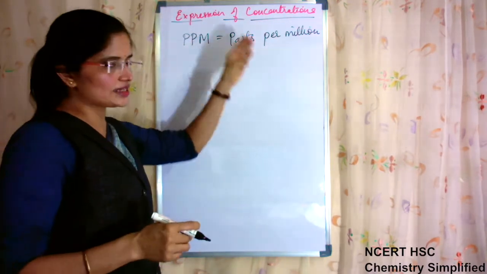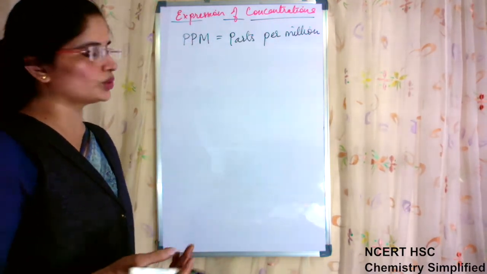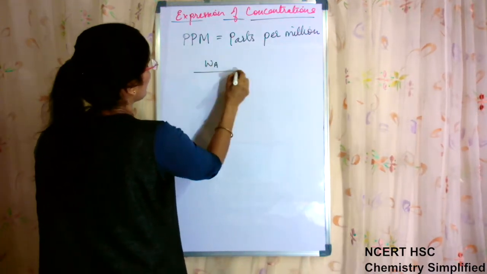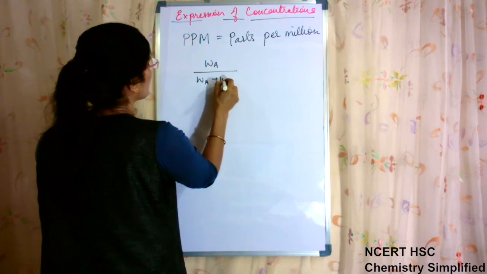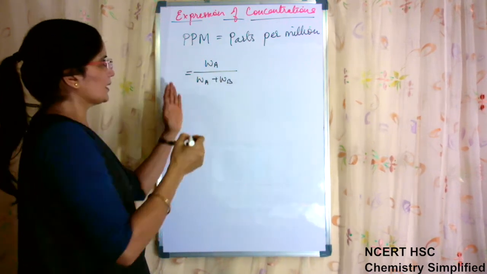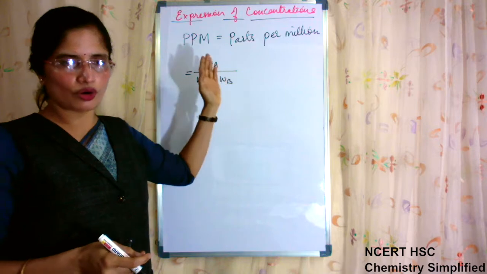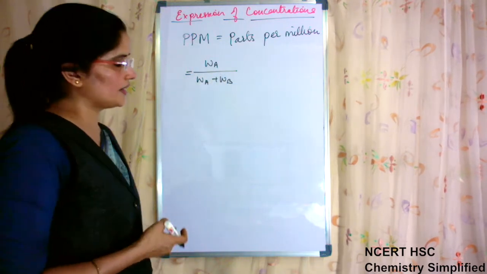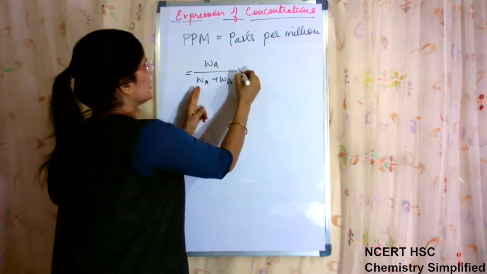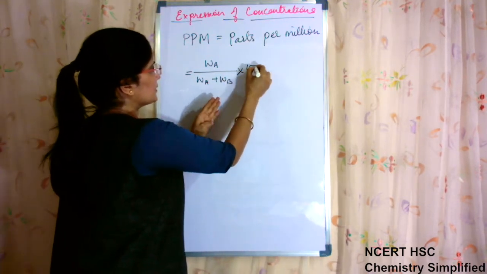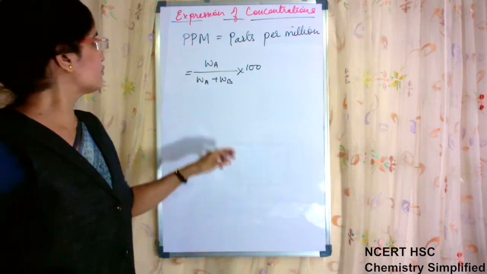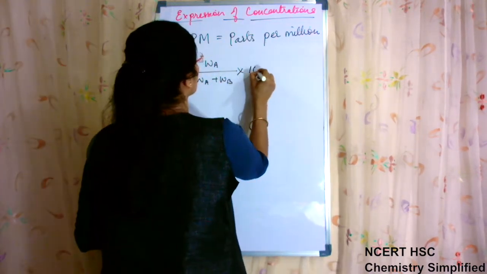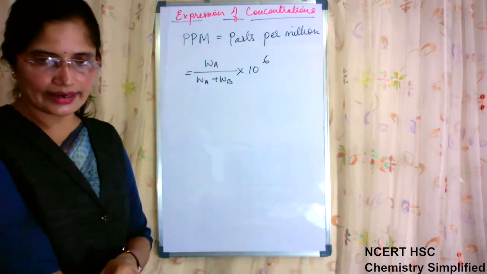Similarly, just as in finding percentage we take the mass, suppose for mass percentage we take WA upon WA plus WB. ppm can be in mass by mass, volume by volume, or other methods as we have discussed. But when we have to find percent, we multiply this by 100. When you have to find parts per million, this will be multiplied by 10 to the power 6. This is the only difference.